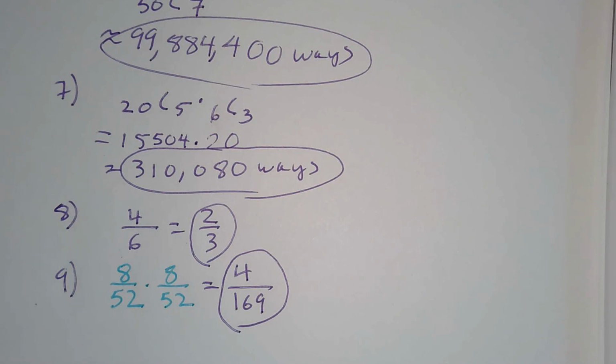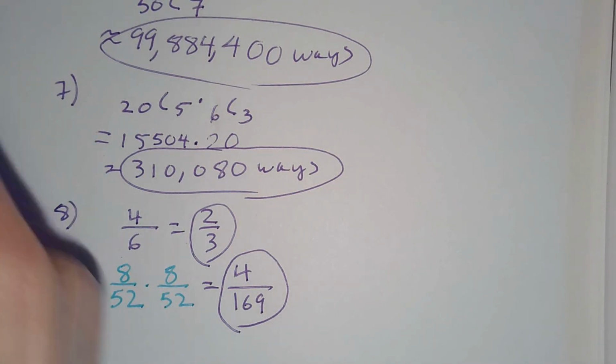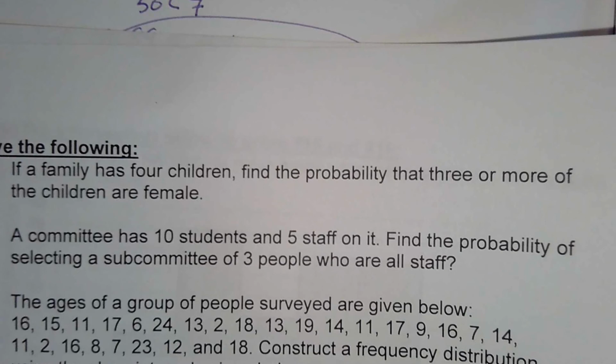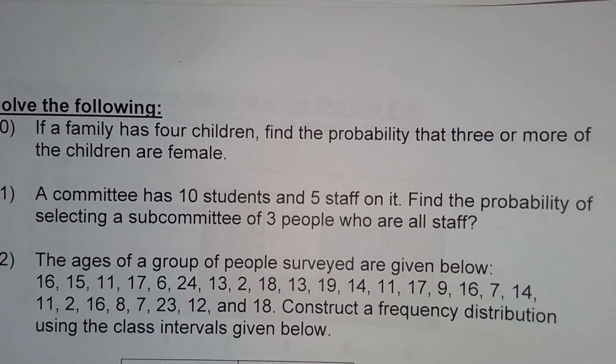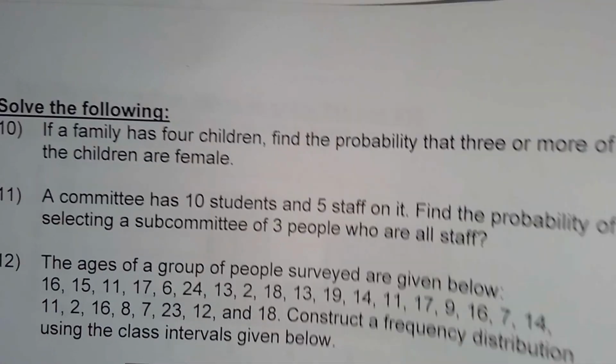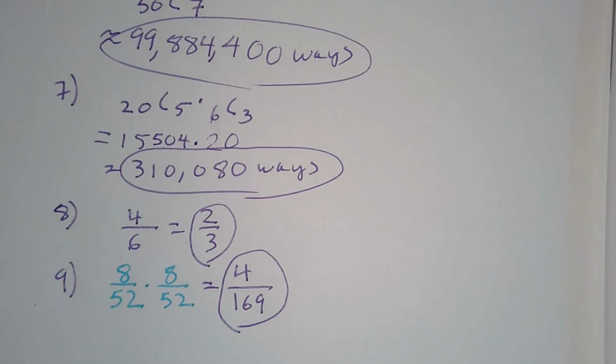Alright, so let's turn the page. Okay, a family has 4 children. Find the probability that 3 or more of the children are female. Alright, so let's get a clean sheet of paper. And I think it's easiest here to look at the sample space. So that's what I'm going to do here.